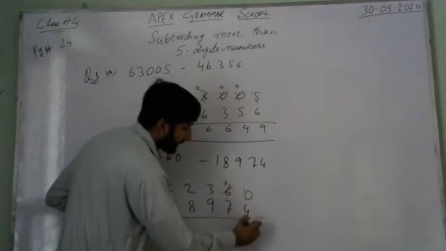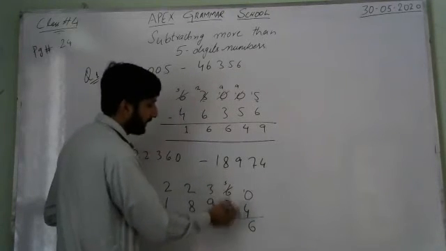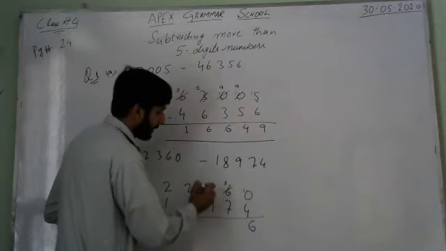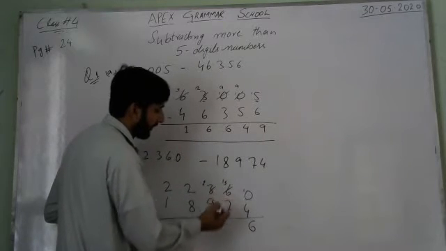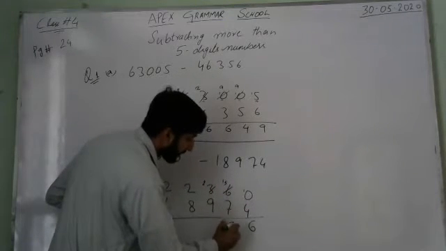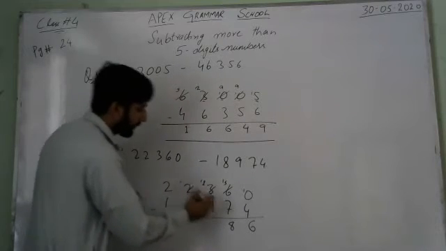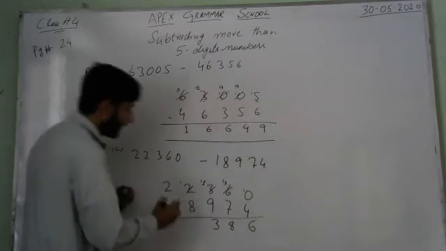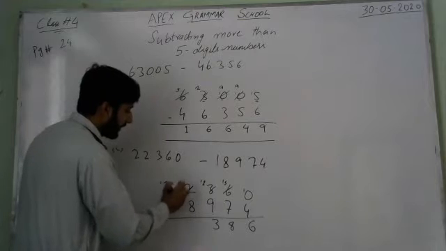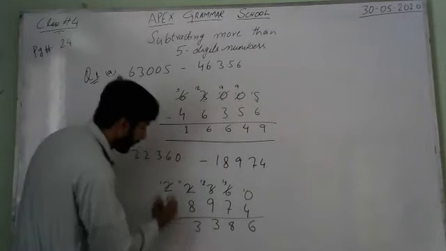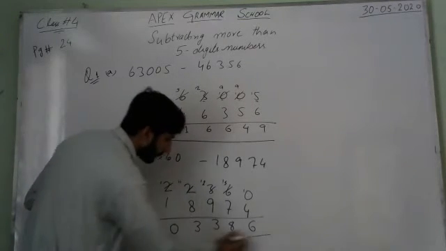10 minus 4 is 6. Now next, 5 and 7. So again take carry. It becomes 2 and 5 becomes 15. 15 minus 7 is 8. Once again carry. 2 becomes 12. 12 minus 9 is 3. Then again carry. 11 minus 8 is 3, and 1 minus 1 is 0.